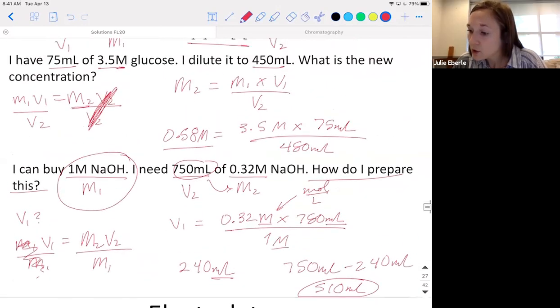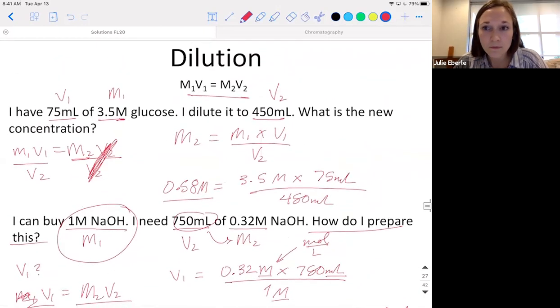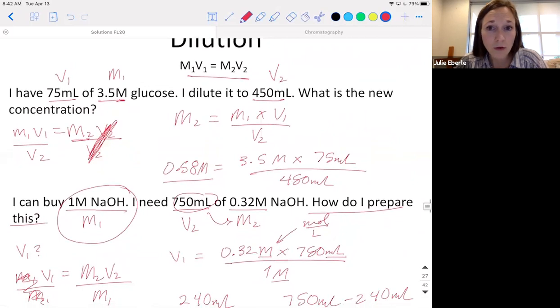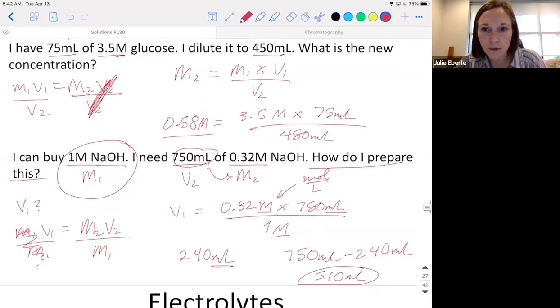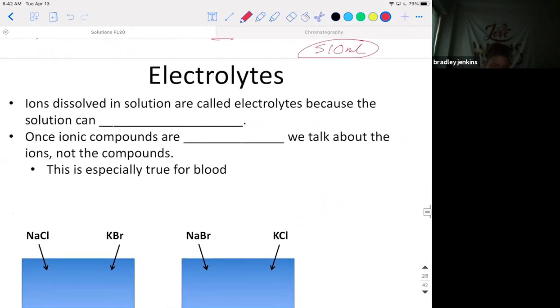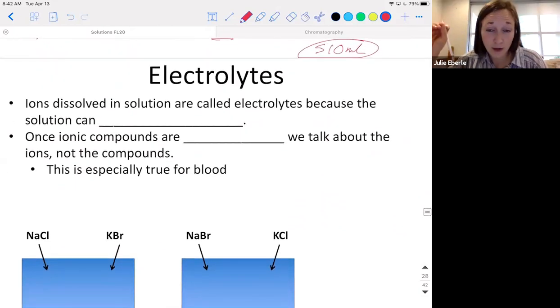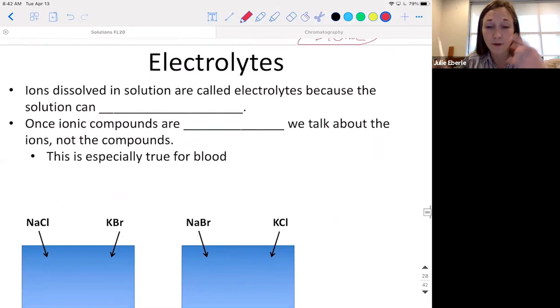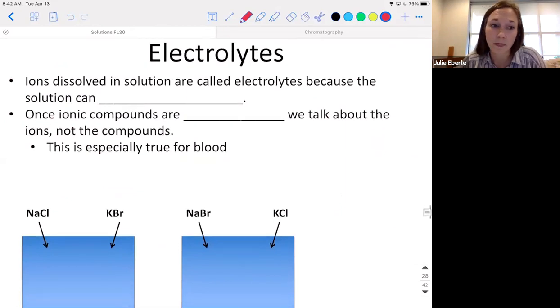All right, so those are two examples of dilution problems. There's going to be at least one dilution problem on the exam. It's a simple M1 V1 equals M2 V2. So I'm going to put a pin in dilutions and move on to another topic. We're covering lots of topics today. We've covered how to use molarity as a conversion factor, dilutions, and now we're going to talk about electrolytes.